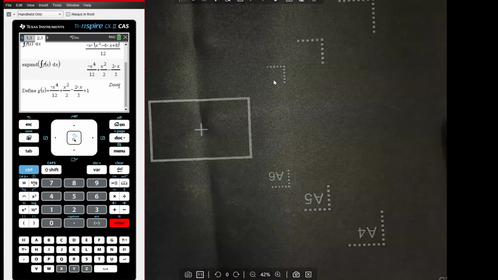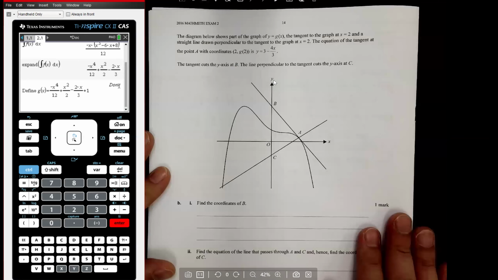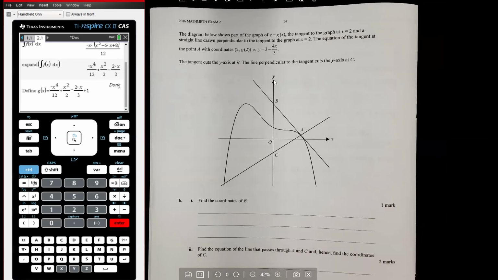If you look at the next part, I believe you probably also attempted this paper. The diagram below shows part of the graph y equals g(x), the tangent to the graph at x equals 2, and a straight line perpendicular to the tangent at x equals 2. The equation of the tangent at a point A with coordinates (2, g(2)) is y equals 3 minus 4x over 3. The tangent cuts the y-axis at B, here. The line perpendicular to the tangent cuts the y-axis at C.